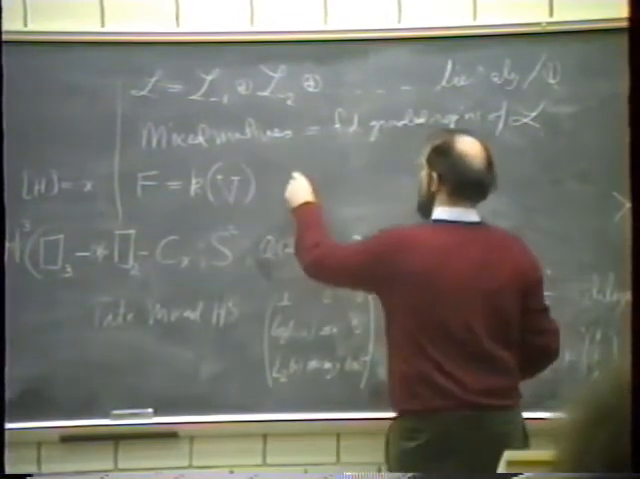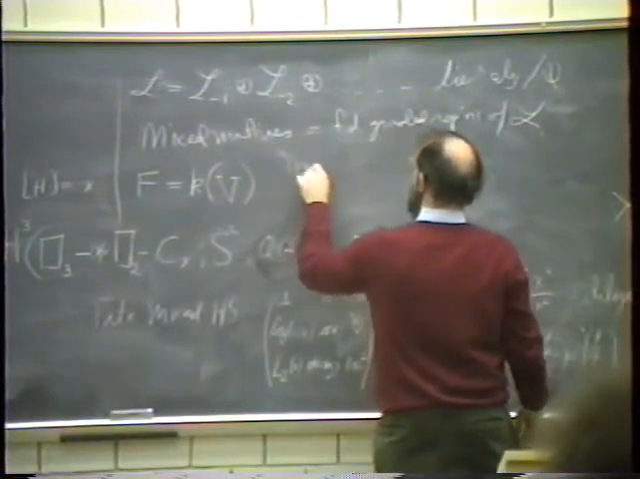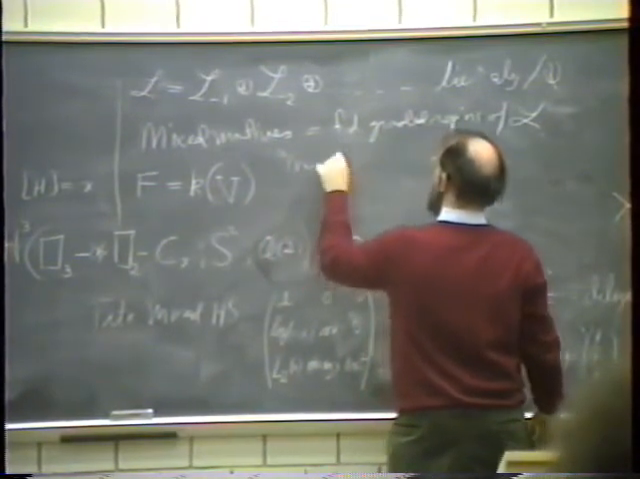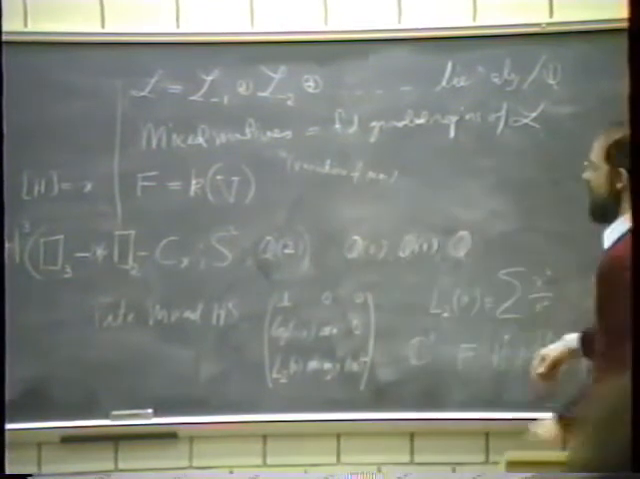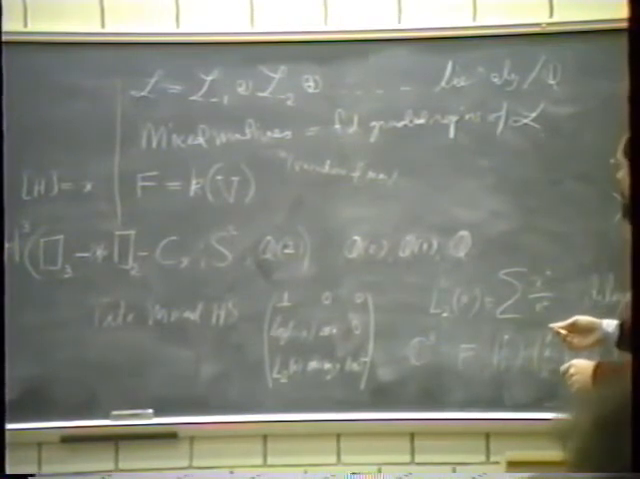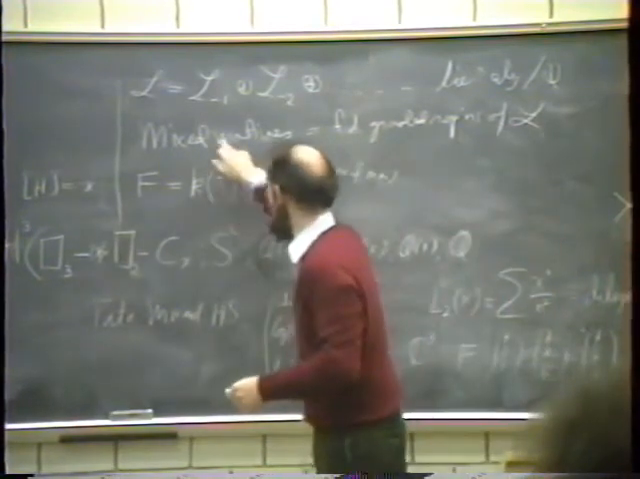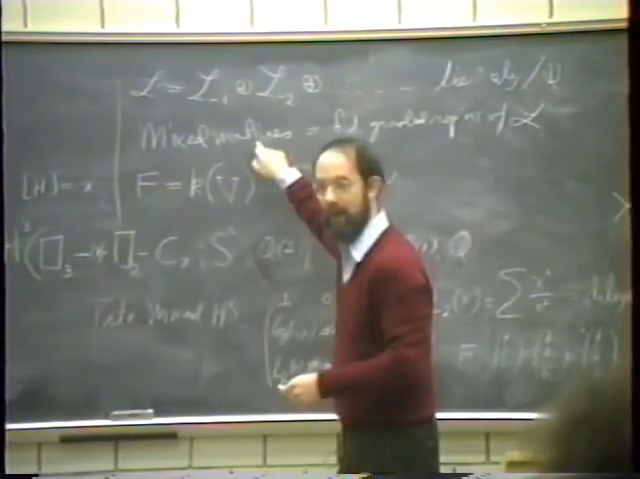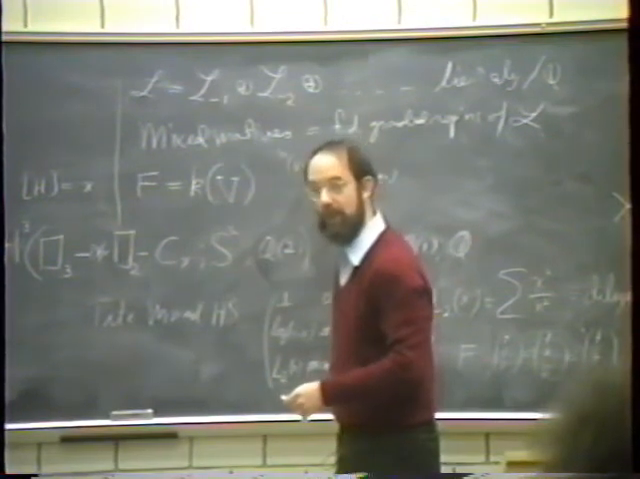So really, you should think of this as being variations of mixed motives. That may clarify things a little further down the pike. What I mean by this is, when I say mixed motives here, I mean what would correspond to variations of mixed Hodge structure.